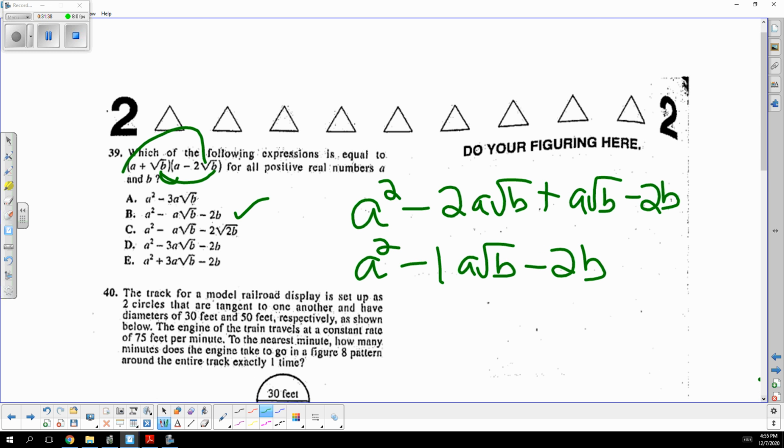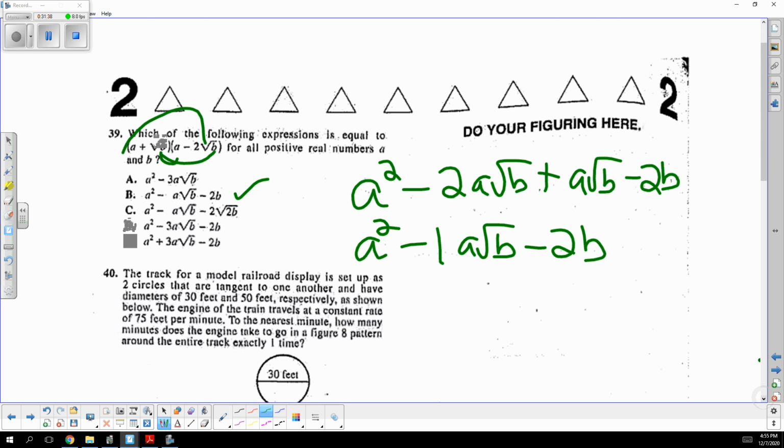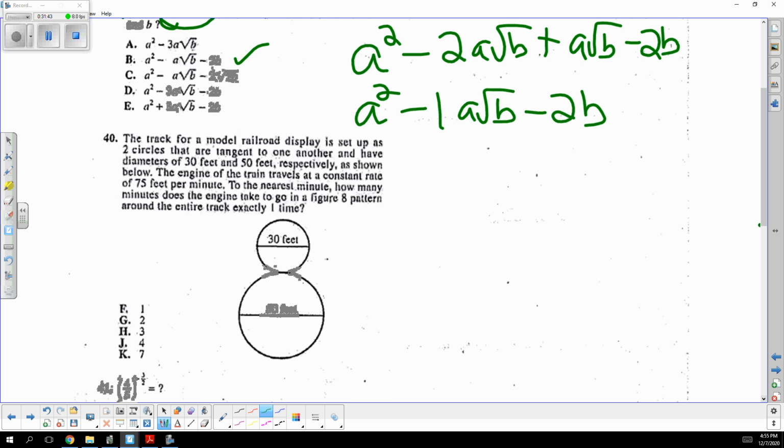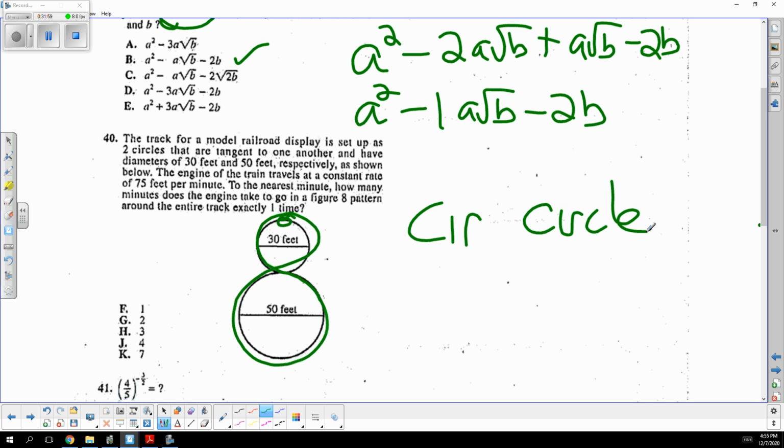All right, figure 8. So we got to run a figure 8. Figure 8 means I got to go through both circumferences. So what's the circumference? You can use the circumference of the circle. Now remember the radiuses are half. So you end up getting 30 pi and 50 pi. Add those up, you get 80 pi.